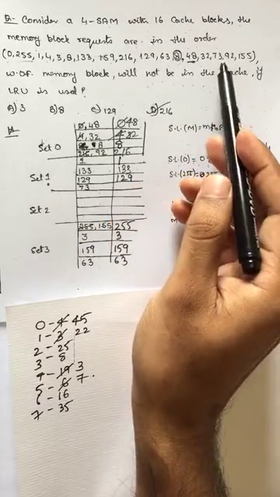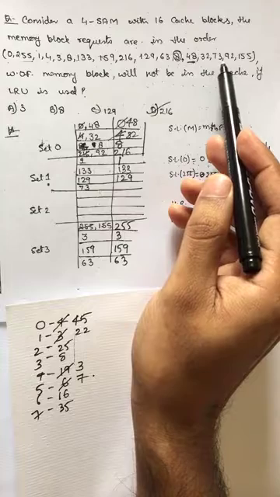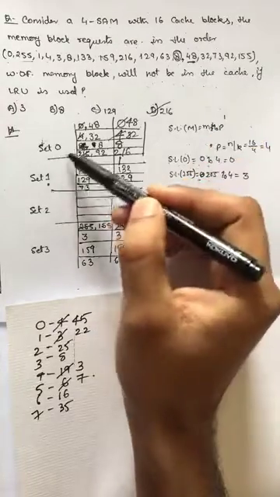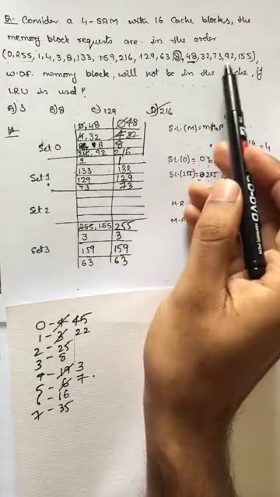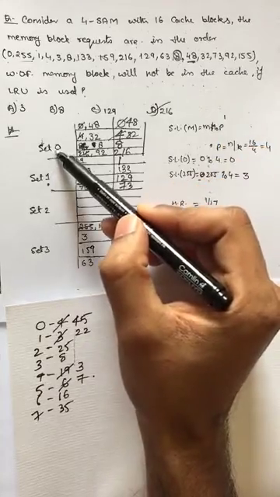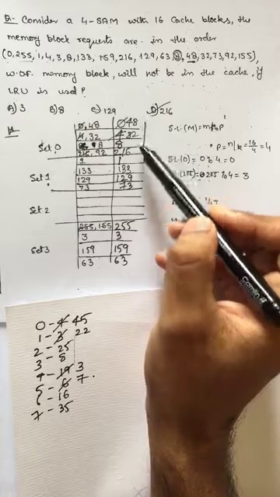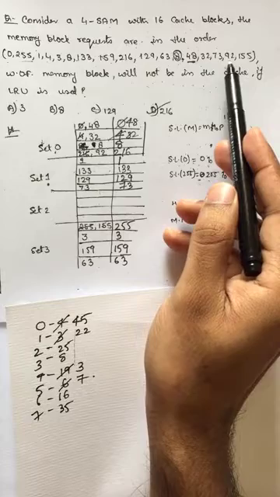And next one is 73. If you find out mod 4, it is going to be 1. So we have to go into set number 1, and there is still space available, so I'll put it there. And 92. So 92 mod 4 is 0, right? So it has to go into set number 0, and it is already full. Now we have to find out which one is least recently used in order to place this 92, right?